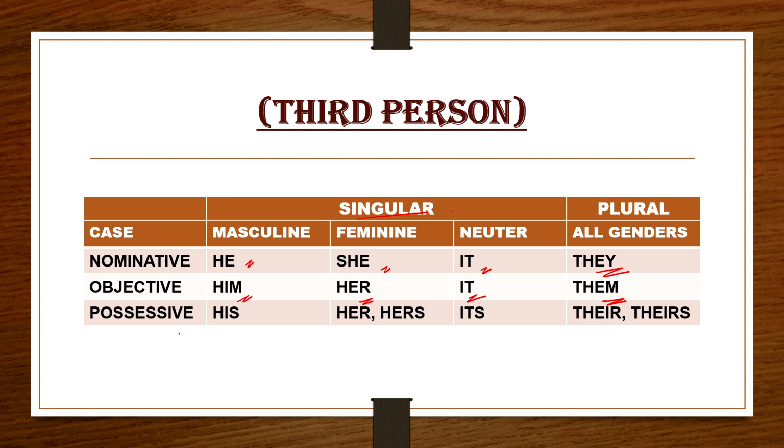Coming on to the possessive case. Now, in the possessive case, for masculine gender, his is used, for feminine gender, her/hers is used and for neuter gender, its is used in singular form. And in plural form, for all the genders, their/theirs is used.